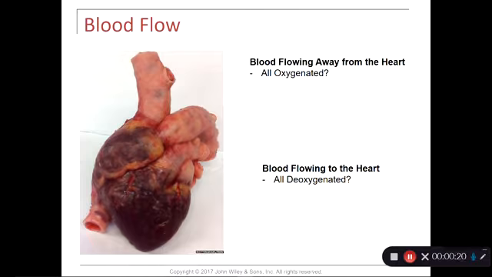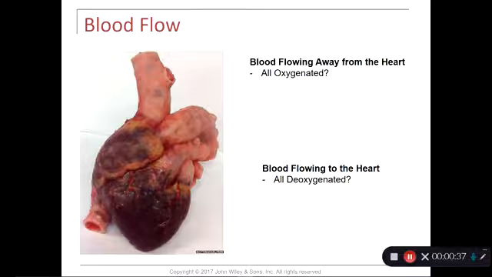Let's begin first by discussing, again, starting off from the heart where we're familiar. We've got the ventricles, arteries, all that good stuff going on, and we also have some veins going in. Now, let's do a quick review. We've got blood flowing into the heart and blood flowing away from the heart.